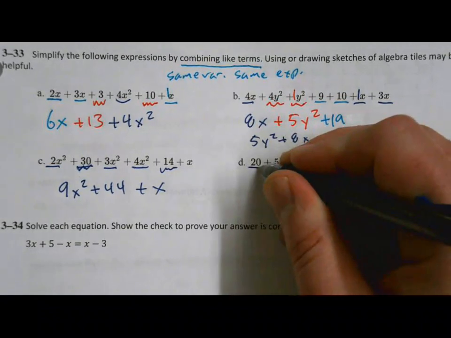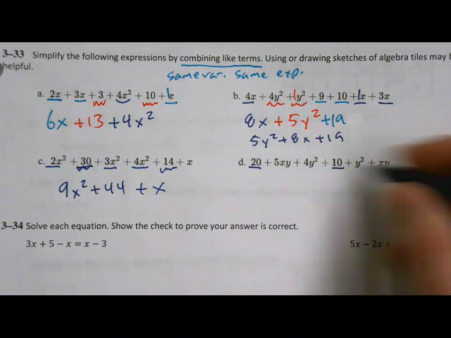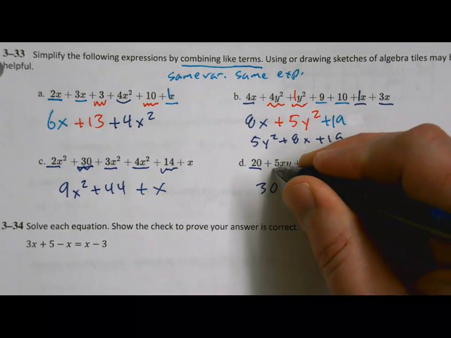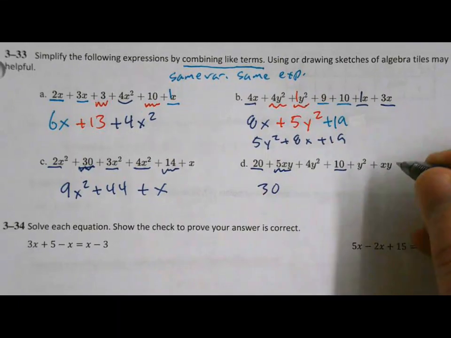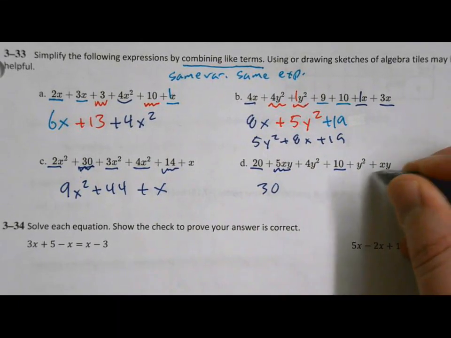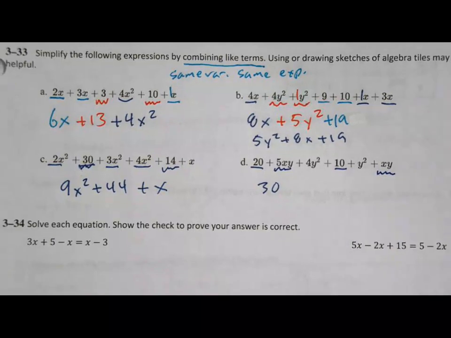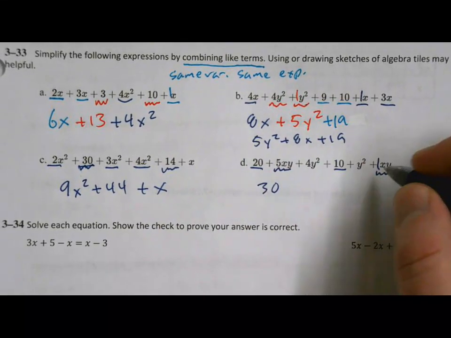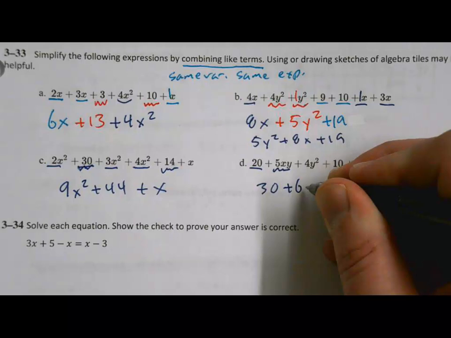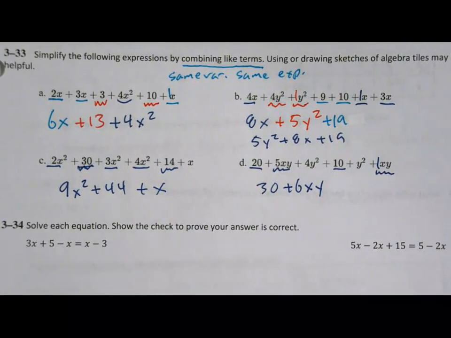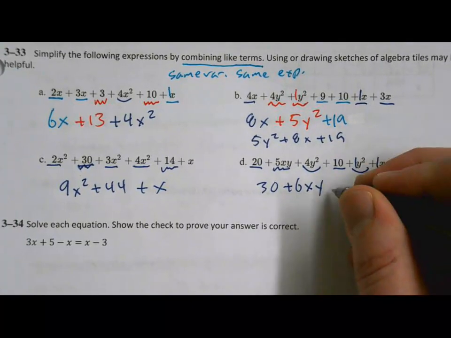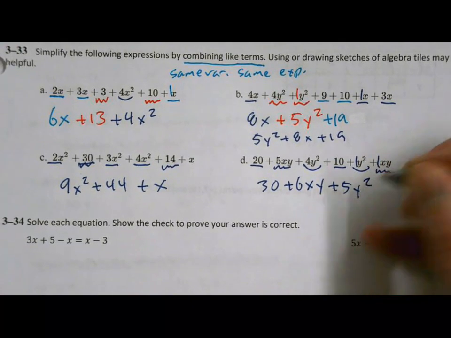My final one, I got a 10 and a 20 that I can put together. That's 30. This is interesting. This is an xy. So I need something that has both an x and a y, and they both need to have exponents of 1. There's one over there. Remember, there's a 1 out in front there. So you got 5xy and 1xy. That gives us 6xy's. And then finally, my y squared is 4y squared. 1y squared is 5y squared.